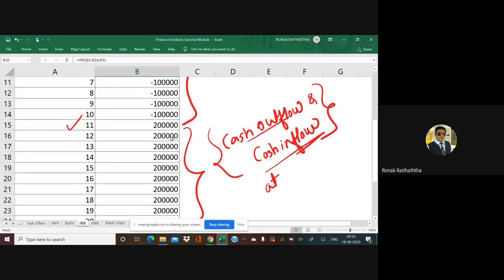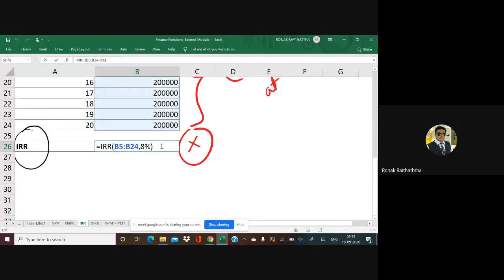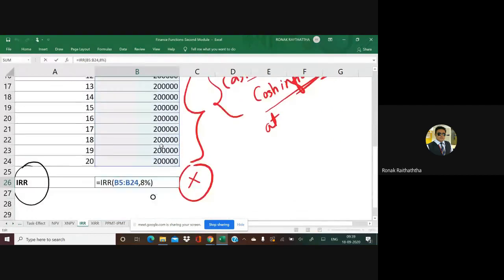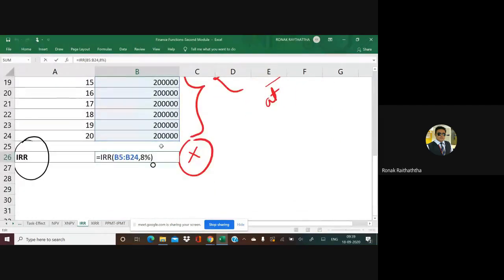The same rate we have got over here. Check it out. IRR is the rate we are getting. We have selected cash outflows and cash inflows entirely, and we had guessed one rate, and the exact rate of return was given to us. That was 7.17% in this investment plan.